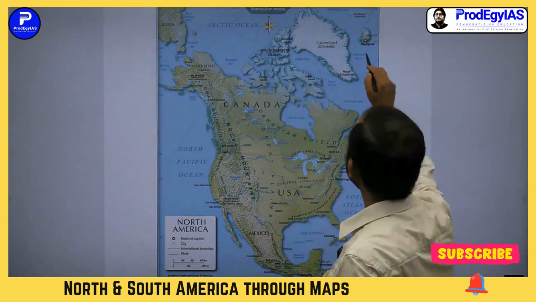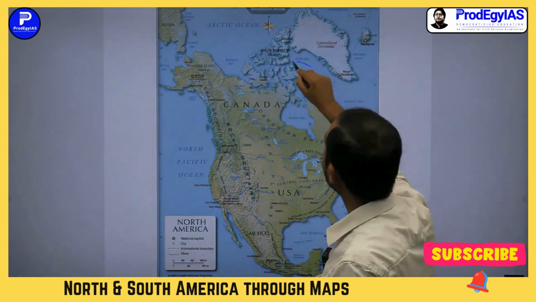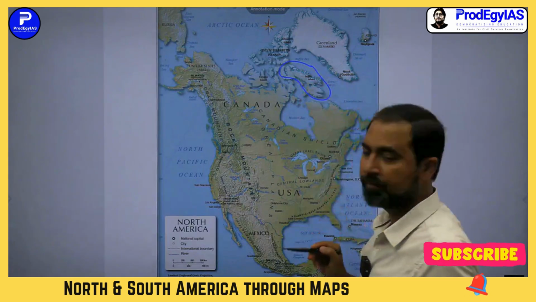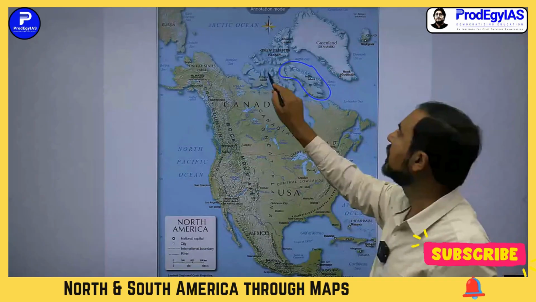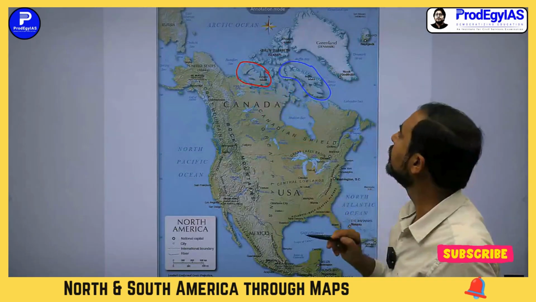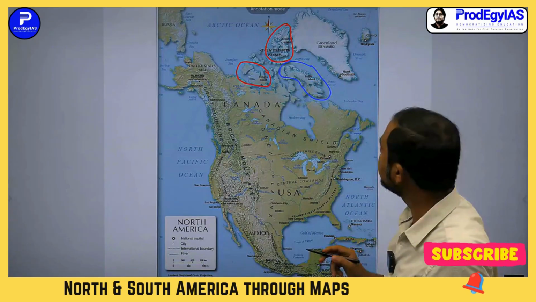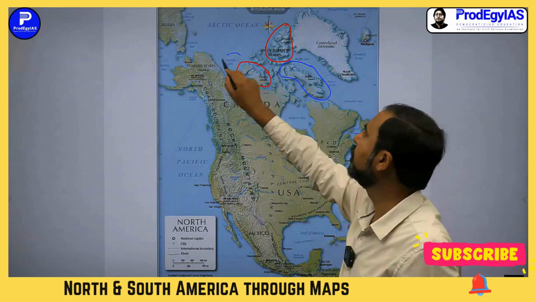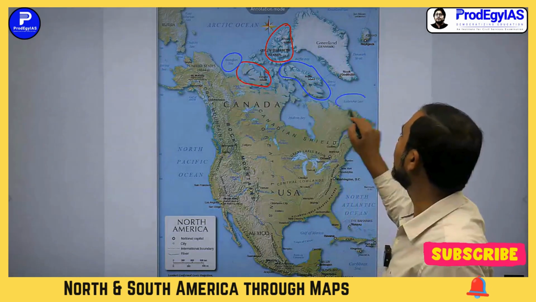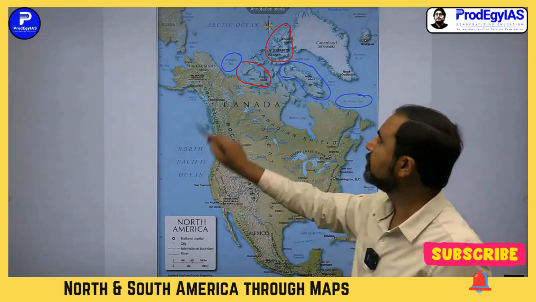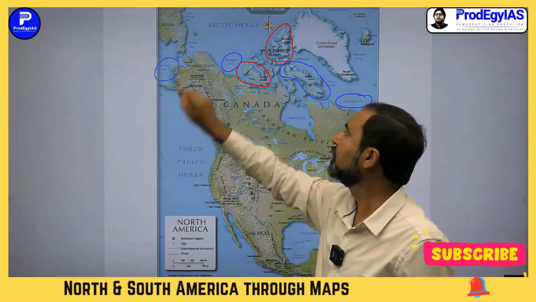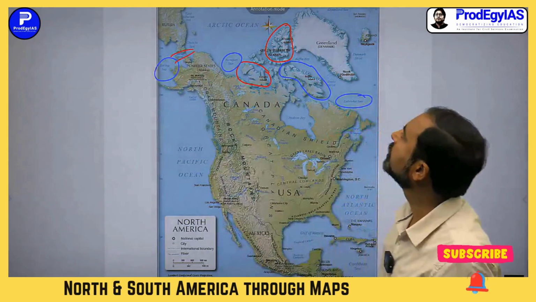Like starting from here, we have completed Baffin Island. This is Victoria Island. This is Ellesmere Island, right? Important seas: Beaufort Sea, Labrador Sea. Yeah, this is Bering Sea. This is Bering Strait, right?